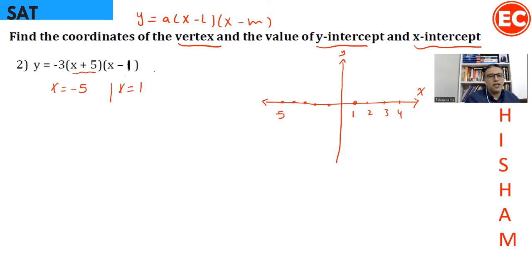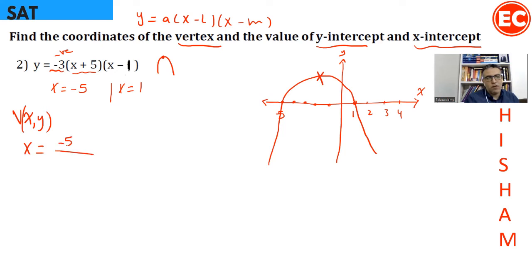And the parabola here opens downward. Why does it open downward? Because the coefficient here is negative. So it has a maximum value. So I'm sure that the function is drawn like this, and the vertex is somewhere here. To find the coordinates of the vertex, x is equal to the sum of the two values divided by 2. So it's equal to negative 2. So here is the vertex.